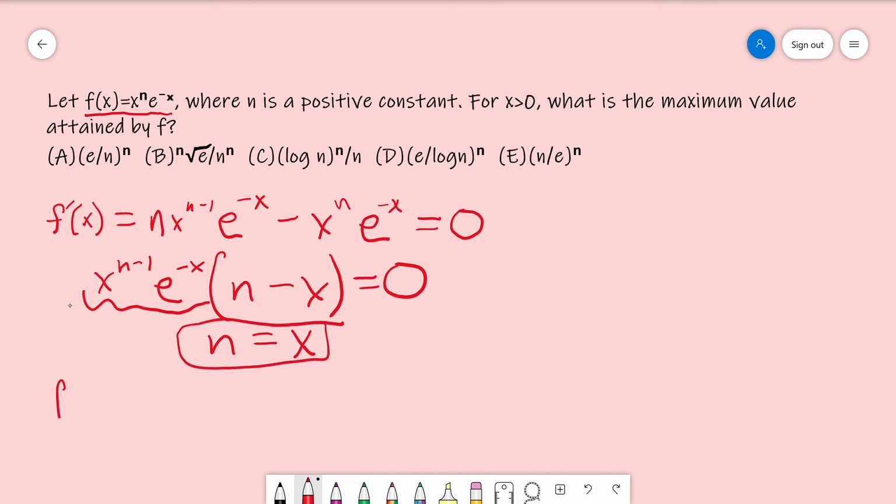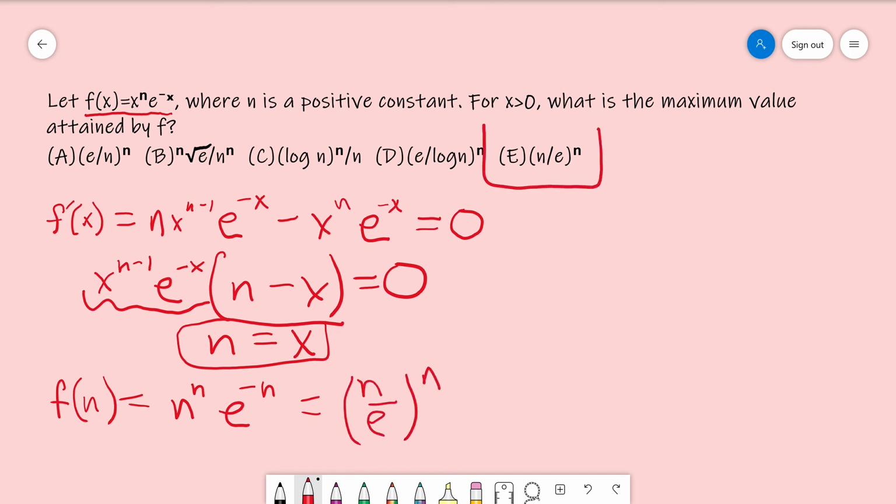So now we just have to figure out what f is at that value of x. So we're looking for f of n. That's going to be n to the n times e to the negative n, which is the same thing as n over e, all raised to the n power, which is answer E.